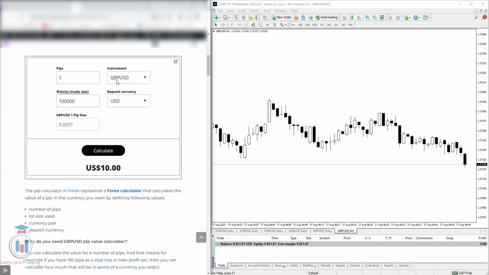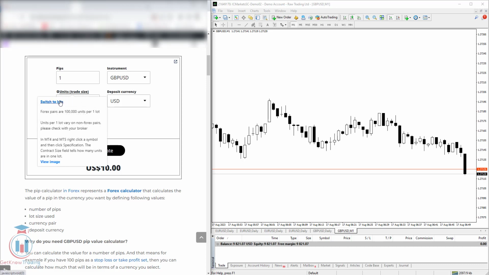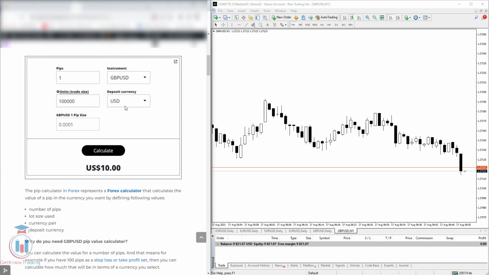Here inside the instrument field you select which currency symbol you would like to make the calculation. I have used the GBPUSD. Then you have here a field that represents the lots or the number of units. 100,000 units, which is visible here, is equal to 1 lot, so you can also change the number of lots and put here number 1. Then you have here a deposit currency, and the deposit currency represents a currency that you currently have on your trading platform, and that means you would like to make the calculation directly for your trading account currency and not any other. So you get the same value that you would have on your trading platform.